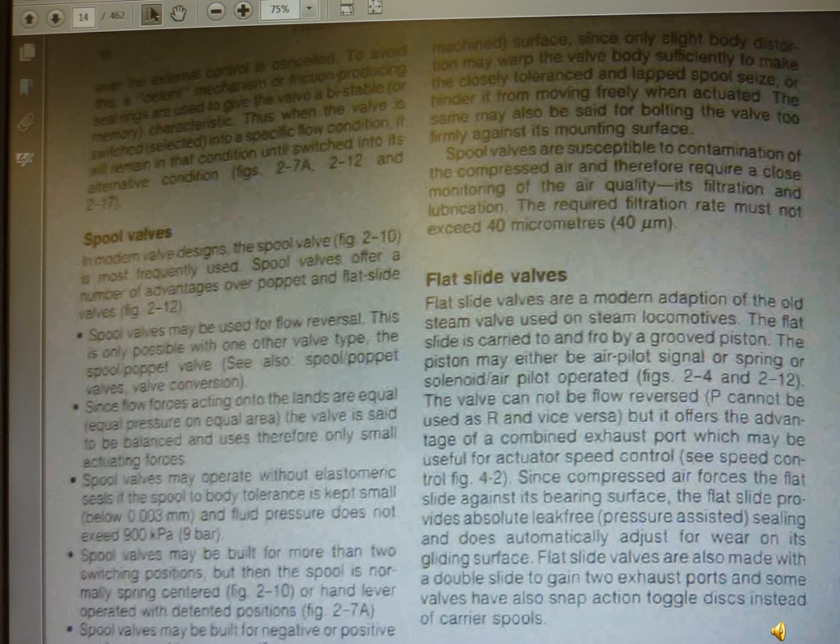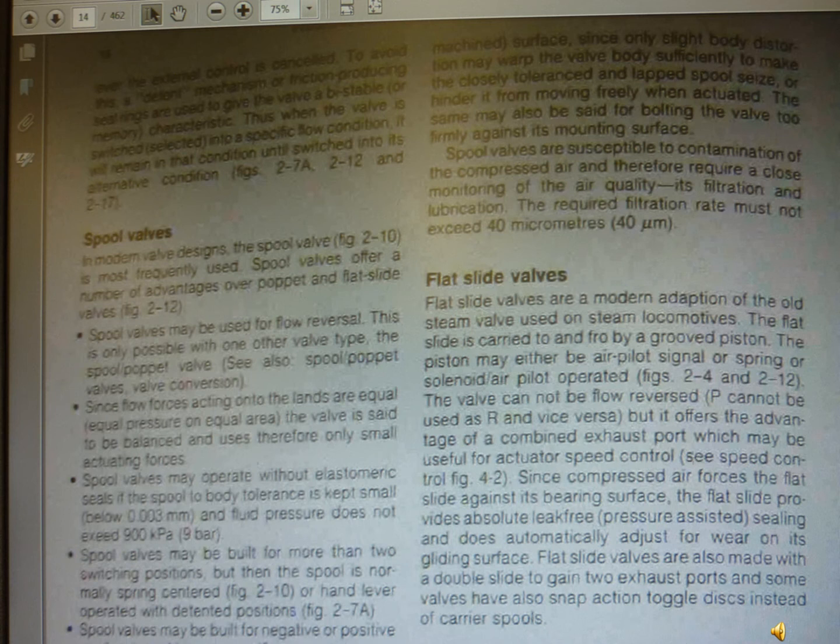So the spool valve is used in the hydraulic system and pneumatic system. This is a spool valve operation system. The spool valve is the most frequently used. Spool valves offer a number of advantages over the poppet and the slide valve. A spool valve may be used for flow reversal, and this is only possible with one type of valve.